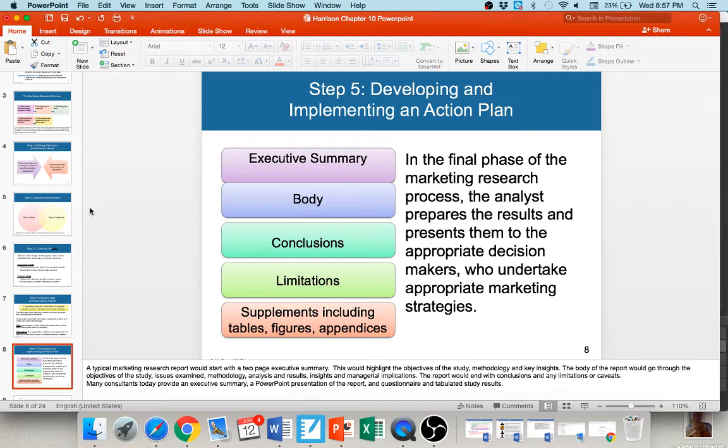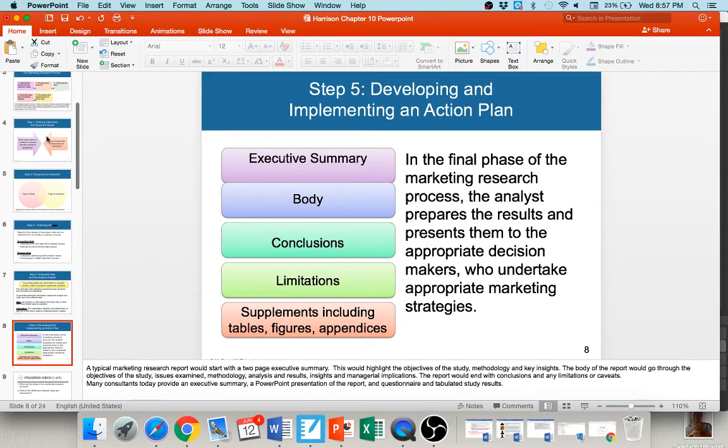And in today's world, this is most commonly seen with something kind of like this, a PowerPoint that's been put together, and some kind of questionnaire about your results, and usually presented by some type of consultant or analyst, often with an executive summary to preface it via email. So this is kind of our marketing research process in a nutshell.